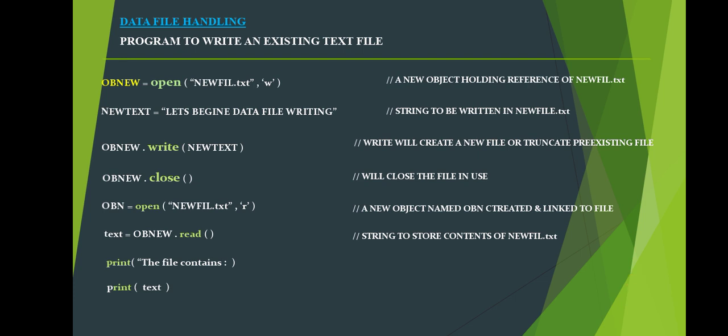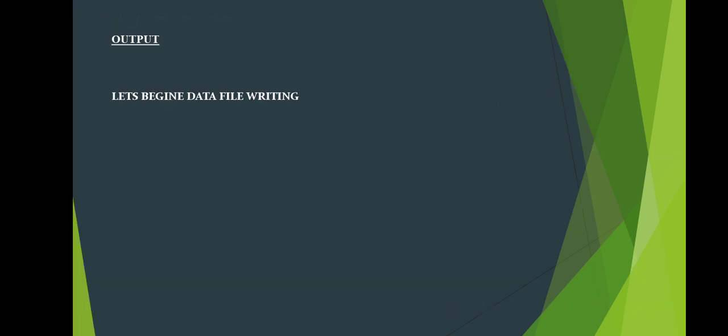So when we run this program, before running the program, we need to close the file also. We call the close function. So let's see what will be the output of this program. When we run it, it will show let's begin data file handling, because this was the string value. So what's next?